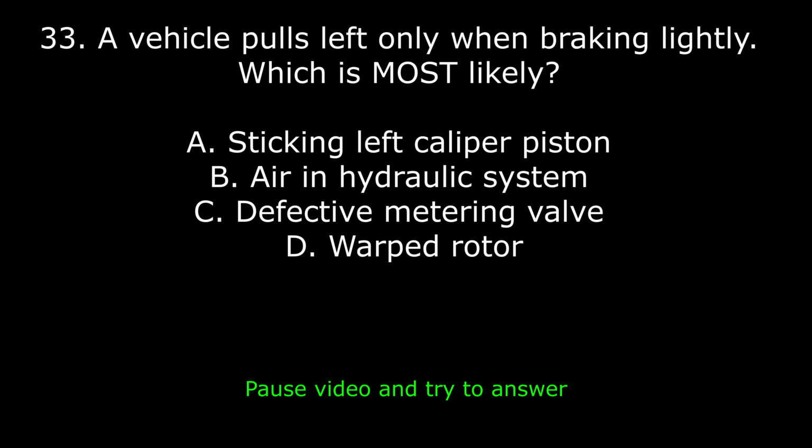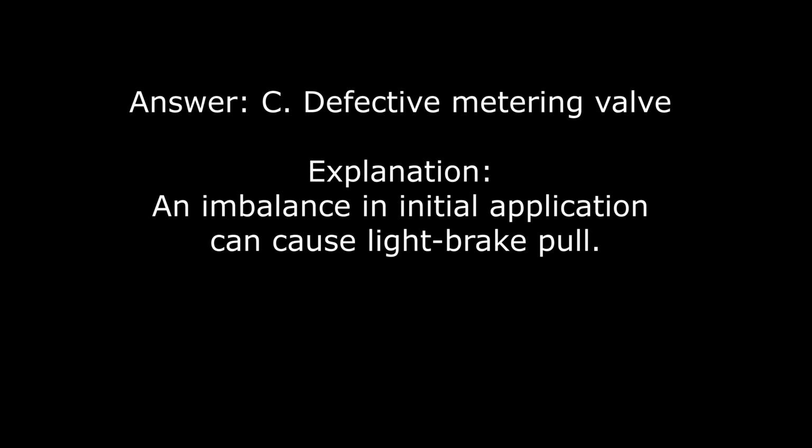A vehicle pulls left only when braking lightly. Which is most likely? A. Sticking left caliper piston. B. Air in hydraulic system. C. Defective metering valve. D. Warped rotor. Answer: C. Defective metering valve. Explanation: an imbalance in initial application can cause light brake pull.